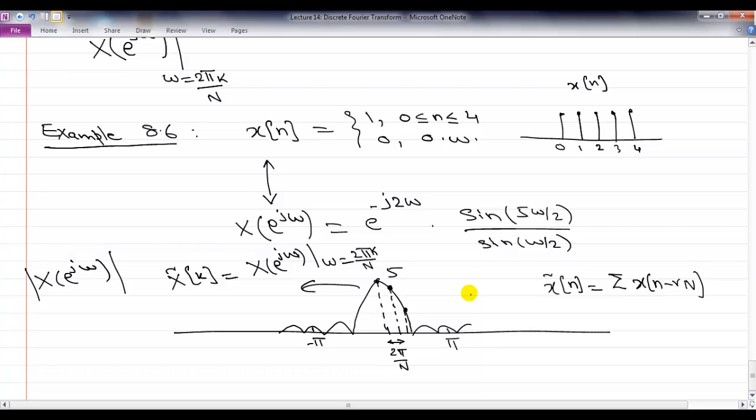So today what we have done is related a sequence which was finite duration, its discrete time Fourier transform to the Fourier series coefficients of its periodic extension. Next Monday, we'll define our discrete Fourier transform in terms of that discrete Fourier series.